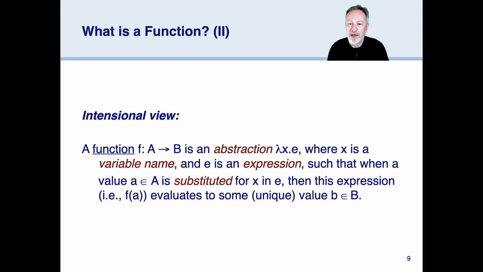So with the help of the lambda calculus, we say that this function is an abstraction, lambda x, where x is a variable name, the argument to the function, lambda x dot e, where e is essentially the body of the function. It's an expression. It's an expression such that if you substitute a given value for the formal parameter x into the body e, then you can actually compute it. You can evaluate that body with that argument. And that'll give you some value b in the range big B.